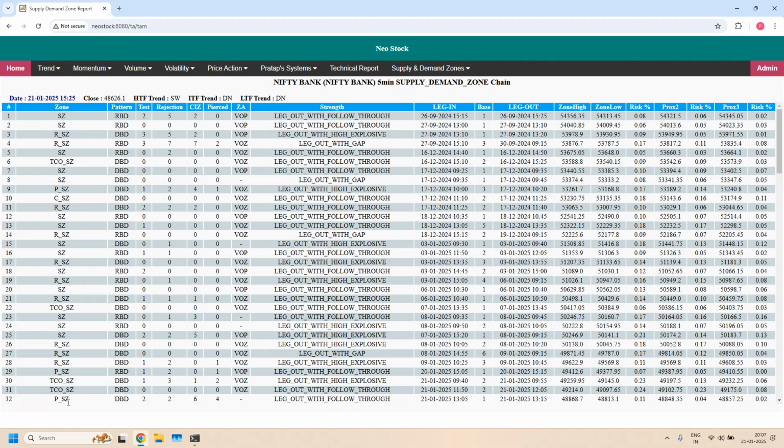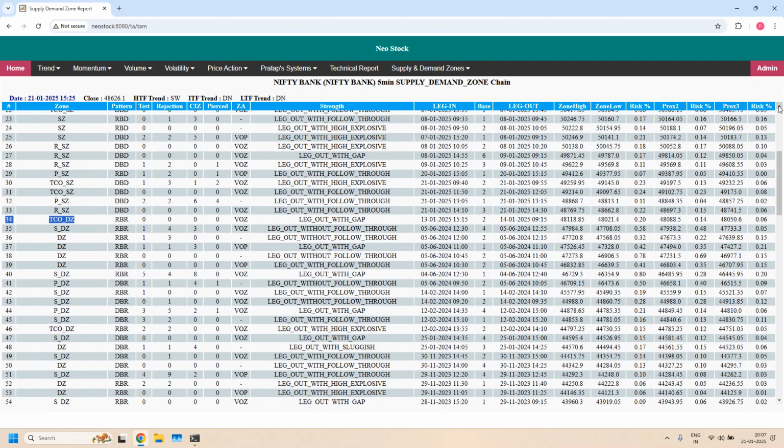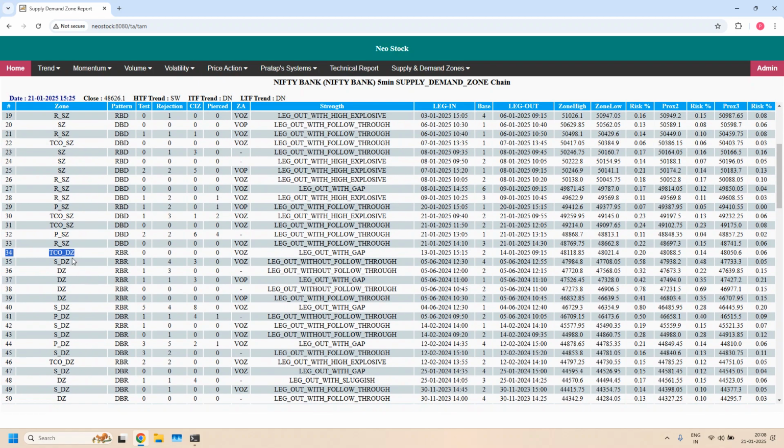You have all supply zones here. I am scrolling the list down. Here you have the demand zone. To make it center, let me scroll the list down. Okay. This is the nearest demand zone and this is the nearest supply zone. So this is about BANKNIFTY supply demand zone chain.